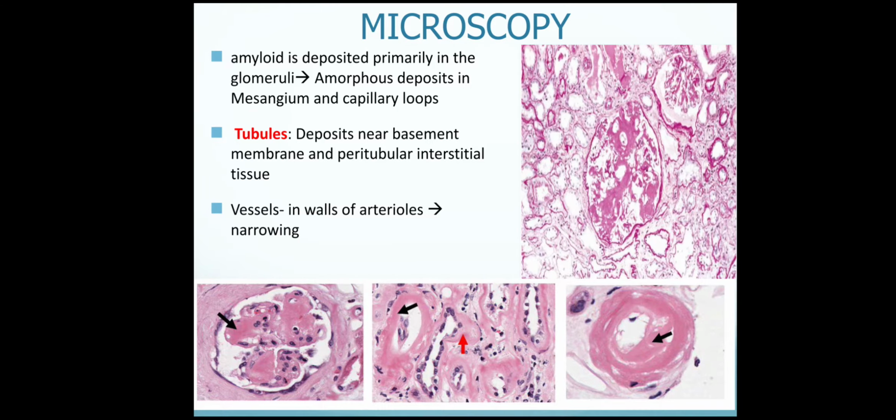Now in microscopy, in the kidney, the amyloid protein will get deposited at various sites. First in the glomerulus, so it will be deposited between the capillary loops and in between the mesangial cells. Secondly, it gets deposited in the tubules and the peritubular interstitial tissue. And thirdly, important, it gets deposited in the wall of the arterioles, resulting in the narrowing of the arterioles.